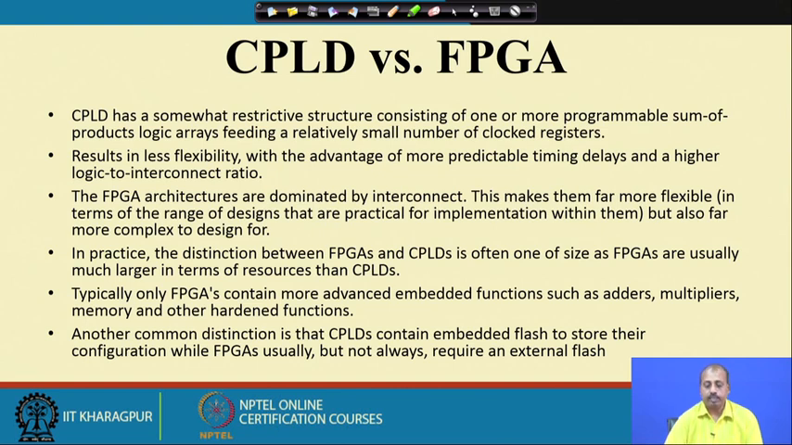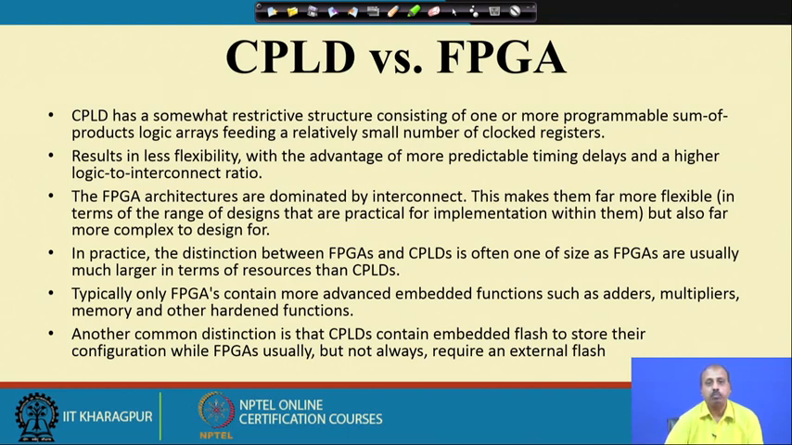So, as a result the timing delays are predictable, and a higher logic to interconnect ratio means there are more logic elements compared to interconnect. So, it is likely that we can push more logic gates onto the CPLD structure. On the other hand, these FPGA architectures are dominated by interconnect.